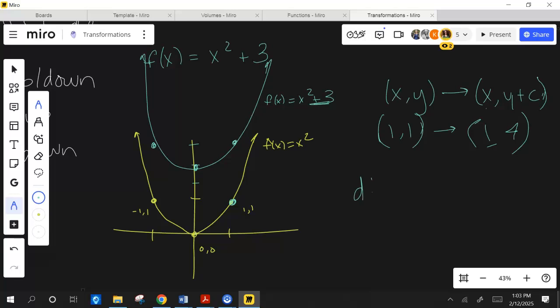What is the domain of the new one? The new negative infinity to infinity. What is the range? Not 0. 4. Yes, 3. Hold on, let me do this one. What's the range? 3 to infinity. Oh, it's 4. It's 4. Y'all are getting me distracted.